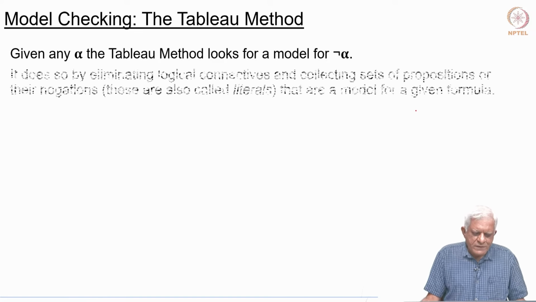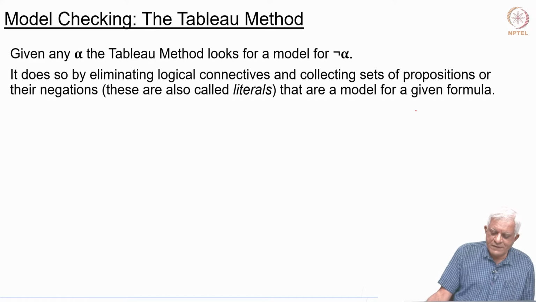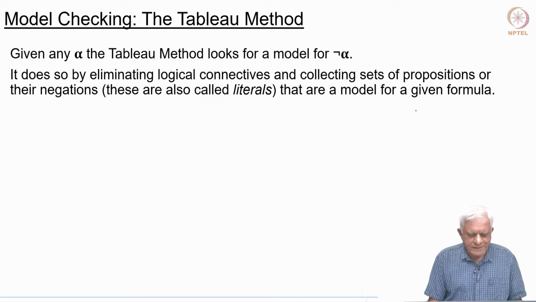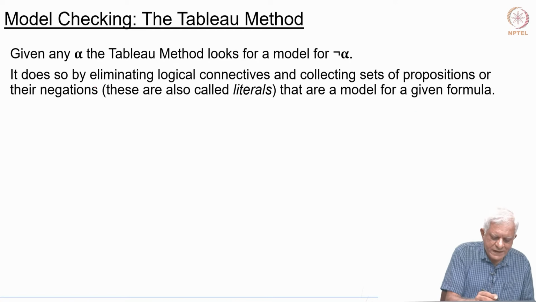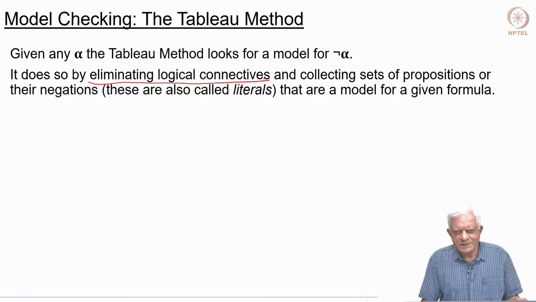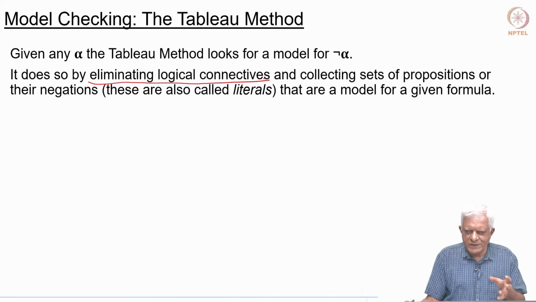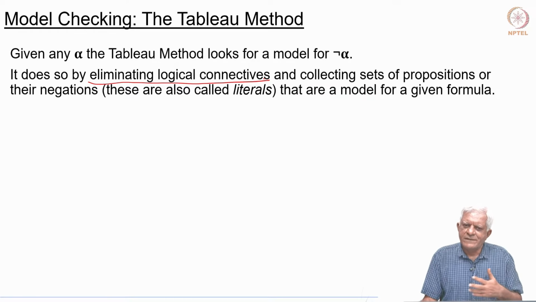So, this tableau is like a picture that you are creating. Given any alpha, the tableau method looks for a model for not alpha. The way it does that is that it eliminates logical connectives and tries to say, okay, what are the values for the constituents, the atomic formulas P, Q, R, S, T, which are consistent with this, and whether it is a model or not essentially.